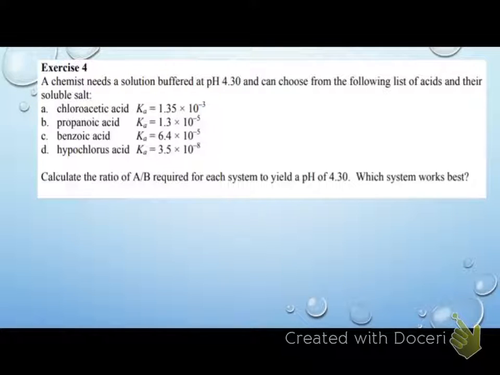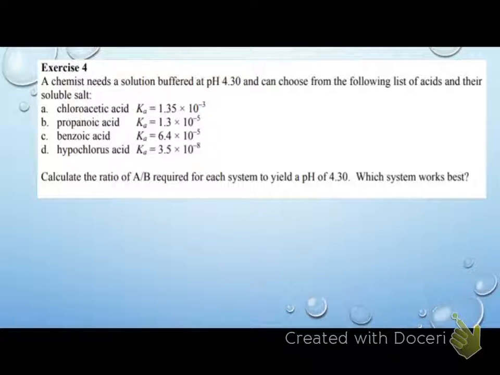Okay. That takes me to exercise 4. A chemist, y'all are baby chemists, needs a solution buffered at pH 4.30 and can choose from the following list of acids and their soluble salts. Calculate the ratio of A to HA required for each system to yield a pH of 4.3.